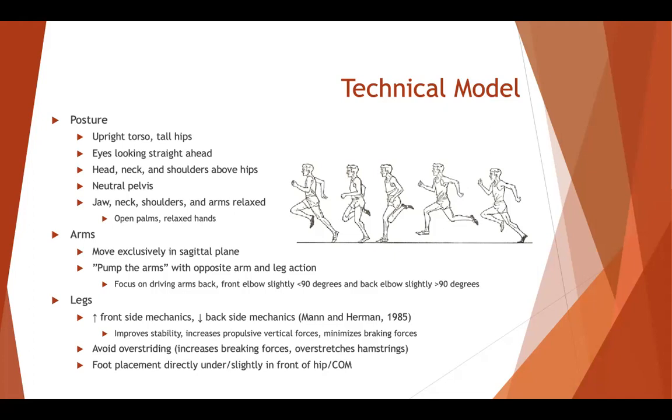Backside mechanics, on the other hand, can alter the sprint mechanics, often leading to overstriding and consequently increased braking forces and greater injury risk. At max velocity, the foot should land almost directly under the hip, or slightly in front of it.